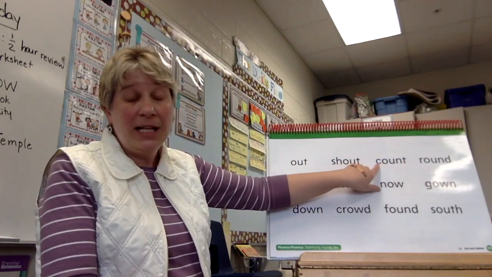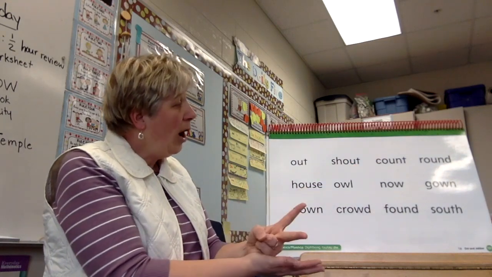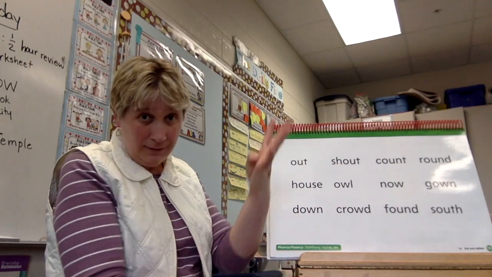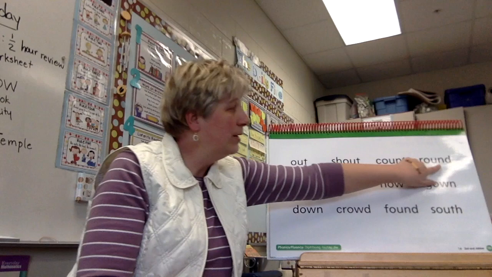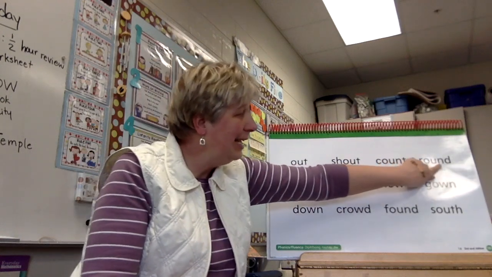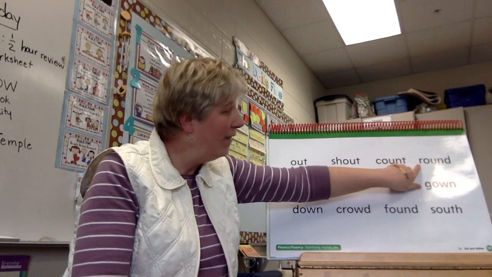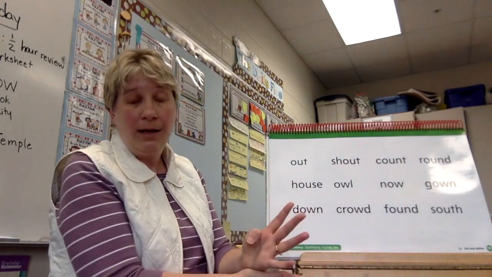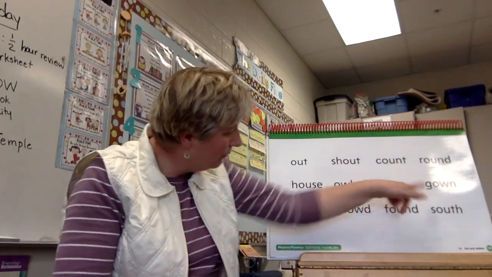The C is going to make the K sound. It goes K, ow, t, count. Four chops, 4 claps. We'll look at the next one. There's another N. You have to make sure you get that N sound in that word. It starts with an R. So we have ow, d, round.